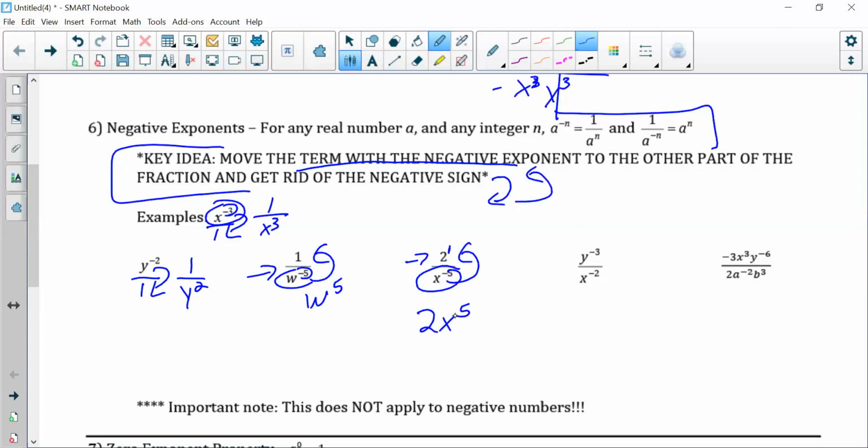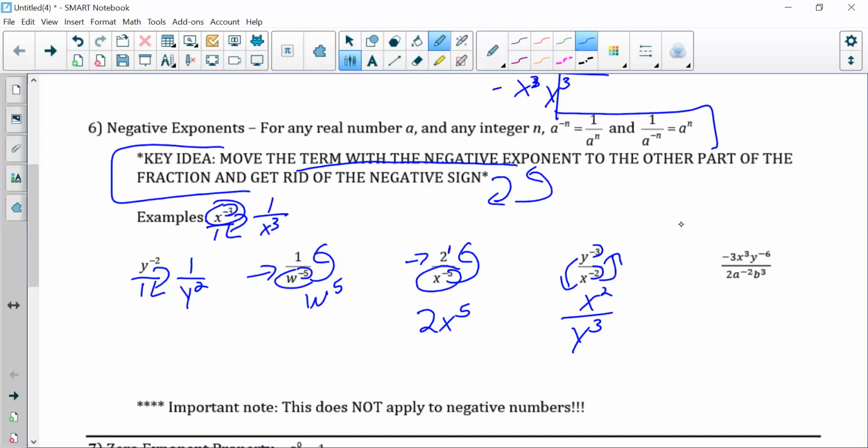All right, our next one. You notice they both have negative exponents. That means we need to move them both. So the one from the top is going to come to the bottom. The one from the bottom is going to go to the top. So in effect, we're going to flip this entire fraction over. So I'm going to have x squared over y cubed.